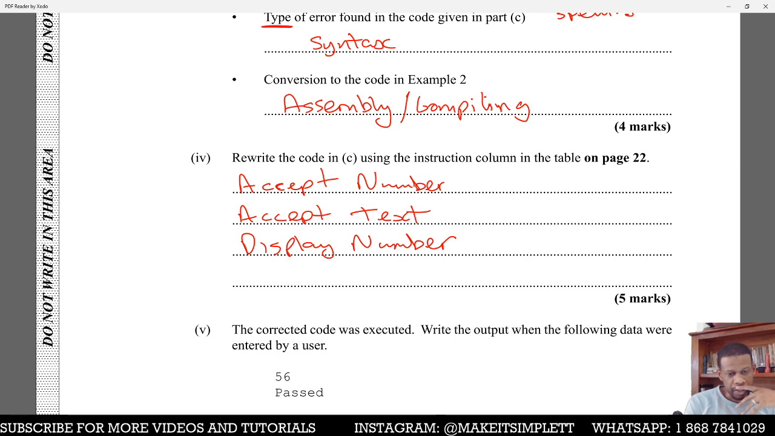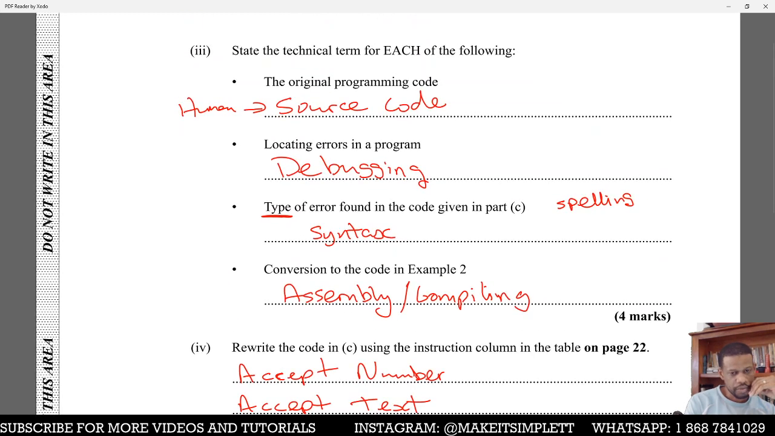Thomas, well, boy, I know what to tell you. If you never learned any of this in school, sorry. You should know source code, you should know debugging, you should know syntax. Crash course for you, Thomas. Stay tuned to the Instagram page.